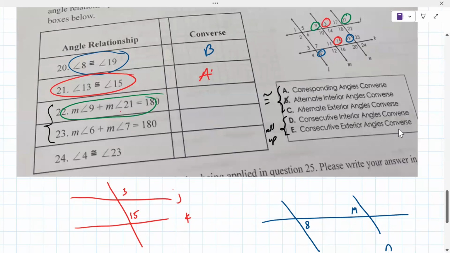Consecutive exterior. They are. And it's good that you can see that. They're on the outside, which means most likely 23 is D. We can do that if we need to.